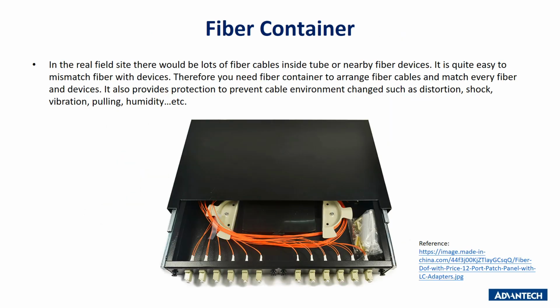In the real field site, there would be lots of fiber cables inside tubes or near fiber devices. It is quite easy to mismatch fiber with devices. Therefore, you need a fiber container to arrange fiber cables and match every fiber and device. It also provides protection to prevent cable environment changes such as distortion, shock, vibration, pulling, humidity, etc.